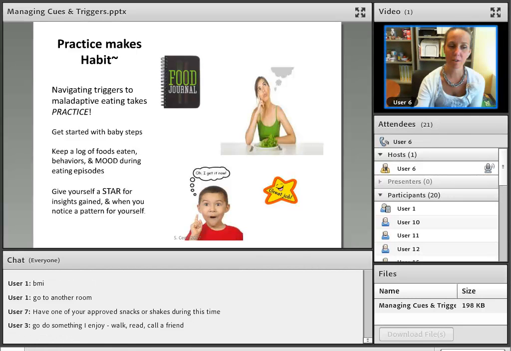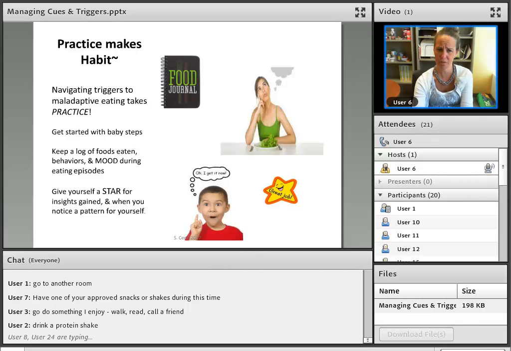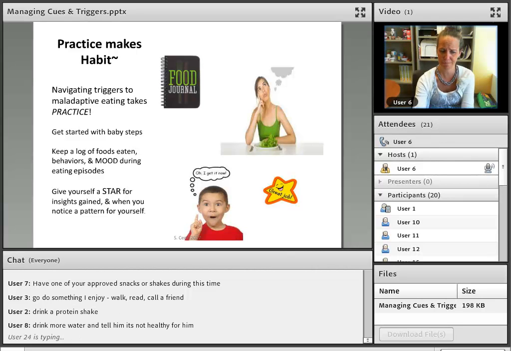So going to another room is good, but that might be one of the few times that we have to bond with our significant others because we're working all day. Drink a protein shake, drink more water, and tell him it's not healthy for him. Shame him. Just kidding.